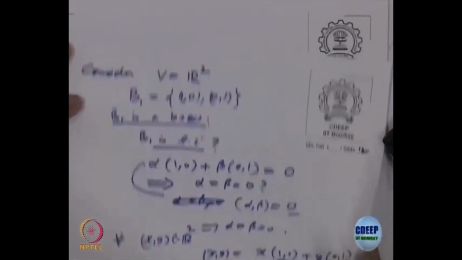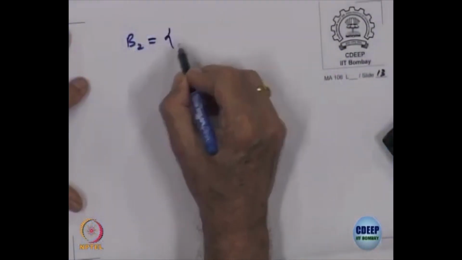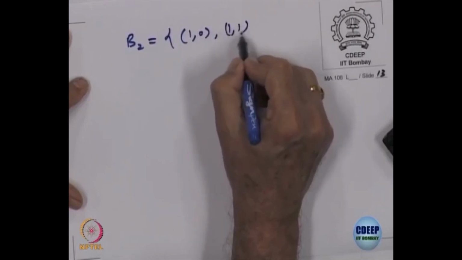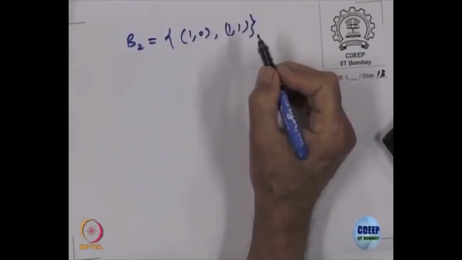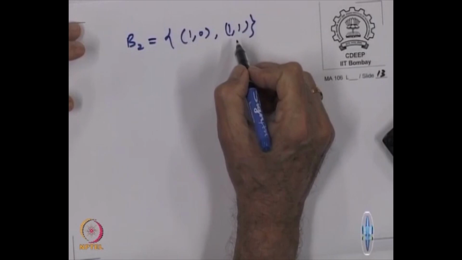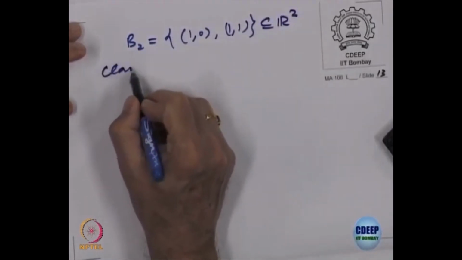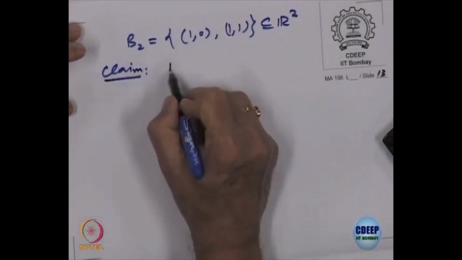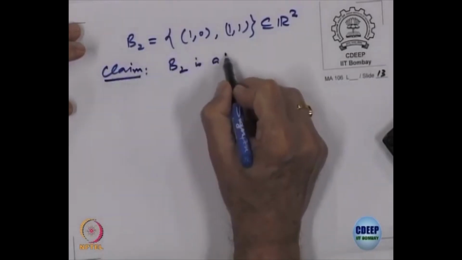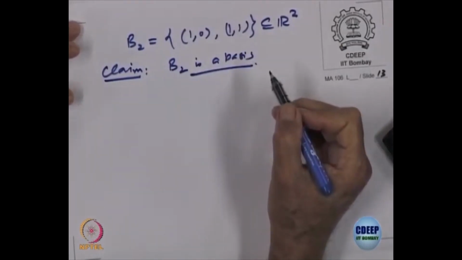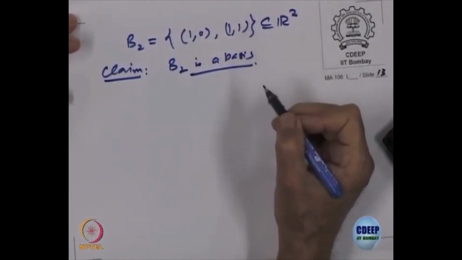Let us construct another basis. Let us look at B2. Say let me keep (1, 0) and let us take (1, 1), that is another set in R2. Claim: B2 is a basis. I can use any one of those three ways to check it.